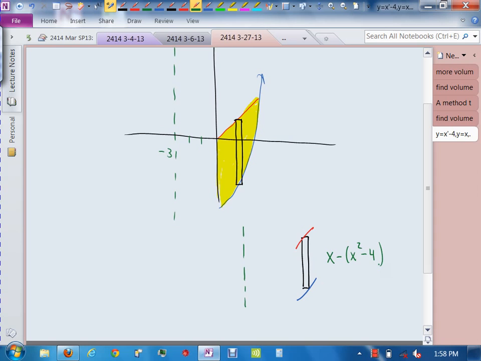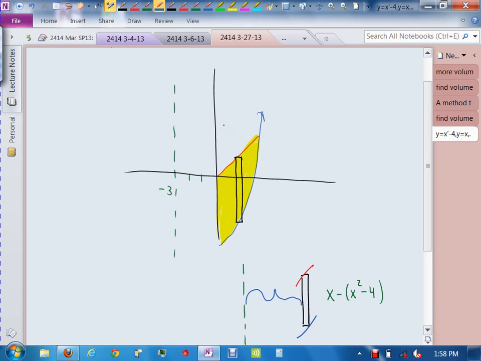Something has to change then. What changes? Well, the distance. So it's not x anymore. It's exactly the distance from your axis of rotation to your rectangle. That distance right now is no longer x. It's actually what? X plus 3.